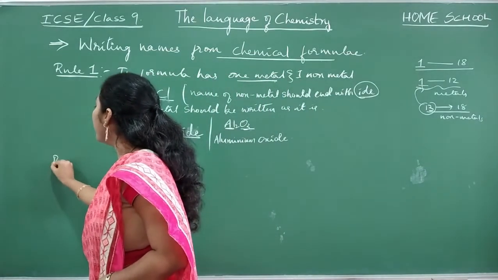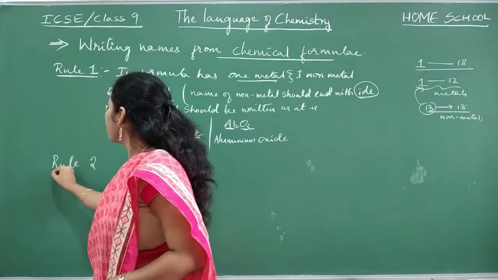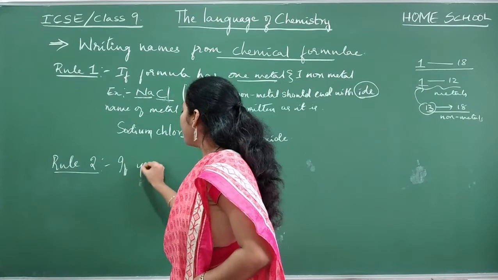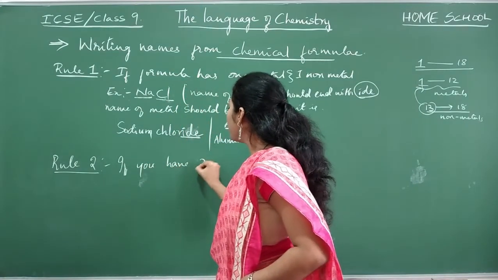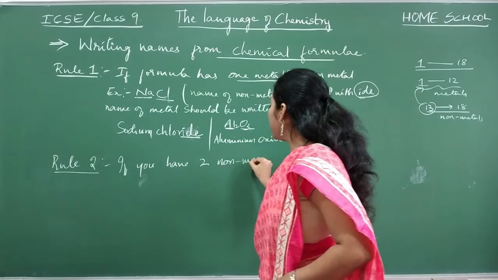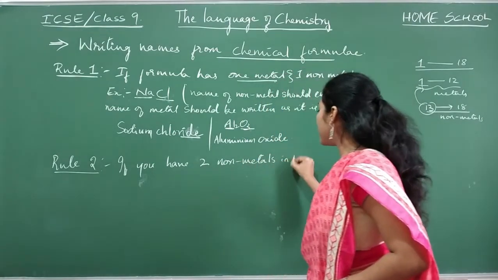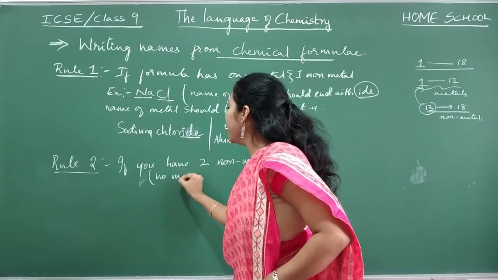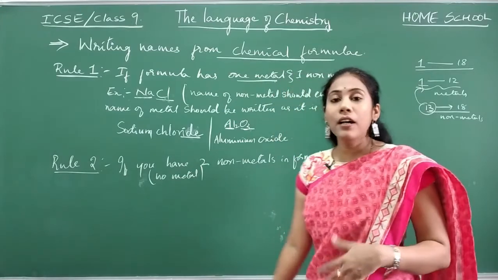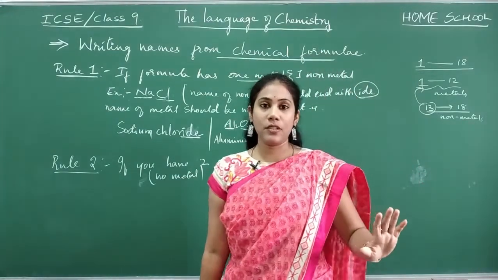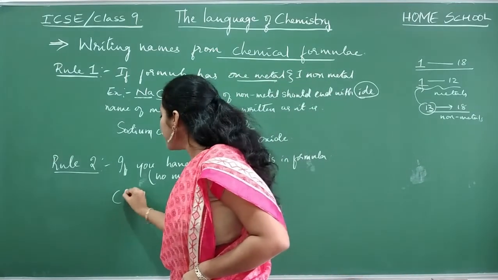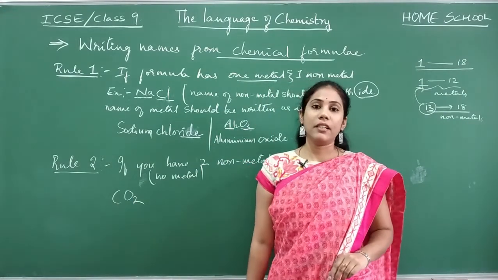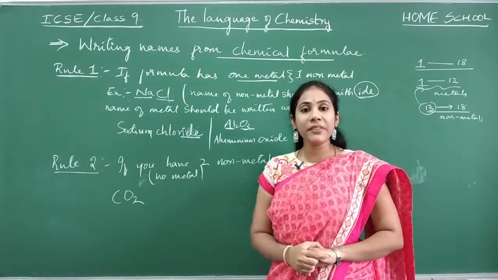Coming to rule number 2. If you have two non-metals in a formula, if you don't have any metal in a formula, and both the elements are non-metals only. For example, CO2 is there: carbon is a non-metal, oxygen is also a non-metal. Now how do you name this?